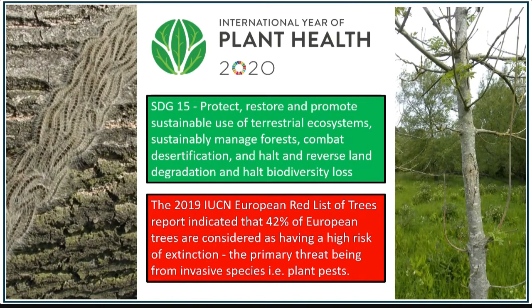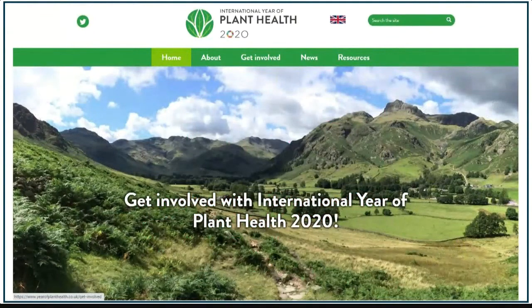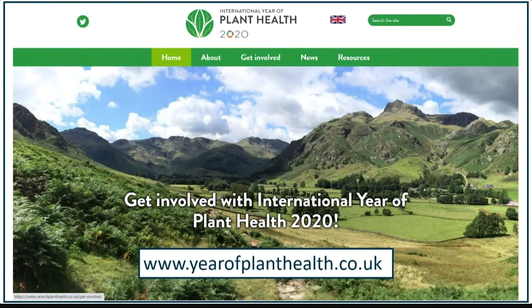On the right is a picture of a young ash tree infected with Chalara ash dieback disease. This fungal pathogen was first detected in the UK about 10 years ago. Ash dieback is now causing significant damage to the UK's ash population, with implications for woodland biodiversity and ecology, and also for the hardwood industries. In the UK, we have our own International Year of Plant Health 2020 website, which provides information on how everyone can become involved in the International Year of Plant Health.